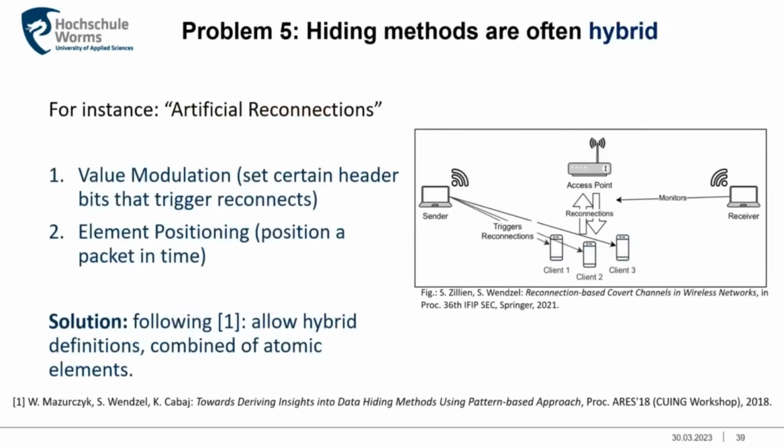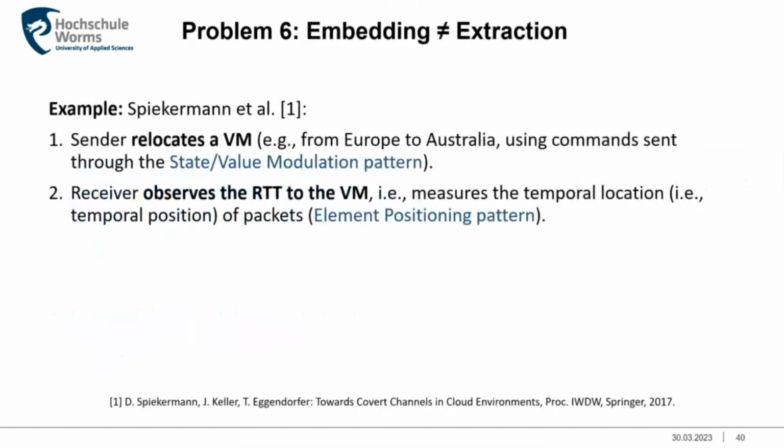Another problem is that patterns are often hybrid. And hybrid patterns mean that we do two things. Like in this paper here, we triggered reconnections of clients in a Wi-Fi network, and a receiver monitors the reconnects in the Wi-Fi network, which encode the secret message. So first you send some certain header, you modulate some values, but the receiver interprets the positioning of events over time, which are the reconnects. So sometimes you need multiple patterns to describe something, but that's possible and no problem.